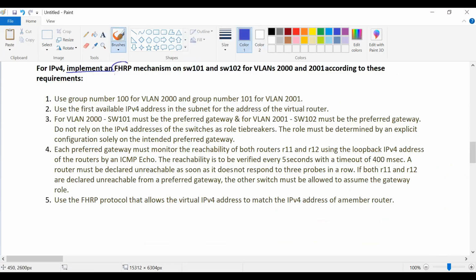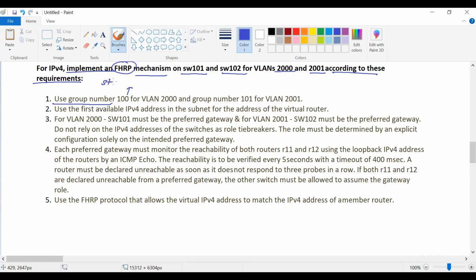Implement an FHRP mechanism, right? On switch 101, switch 102, for VLAN 2000 and 2001, according to this requirement. Use group number 100. See, group number is given.